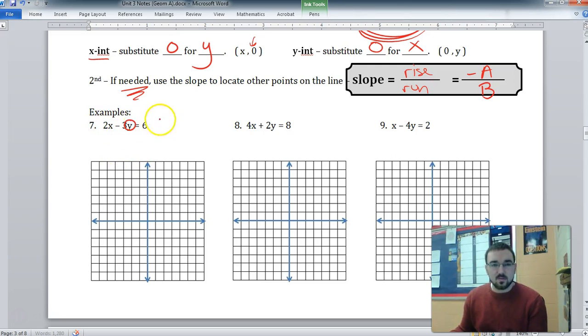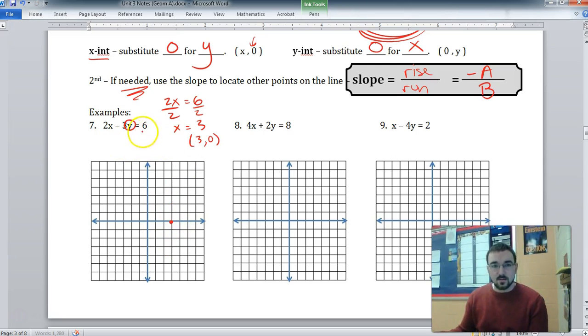2x minus 3y is 0. So we have 2x equals 6. We divide by 2, x equals 3. So our x-intercept is (3, 0), just like up here. So we come here to (3, 0), plot our point.